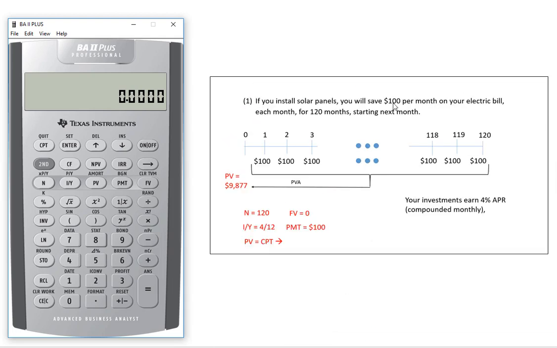Again, don't worry about the problem here. You can read it, but these are the cash flows, and we're looking for the present value. Okay, so again, we have 120 cash flows. So that N, when we have an annuity, is the number of cash flows in the annuity. We have our interest rate is 4% APR compounded monthly, so we have 4 divided by 12. And then we have our future value. Again, there's no lump sum over here, so that's going to be 0.